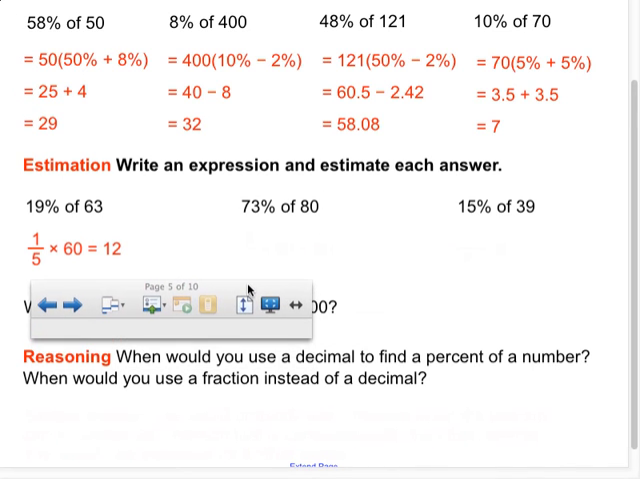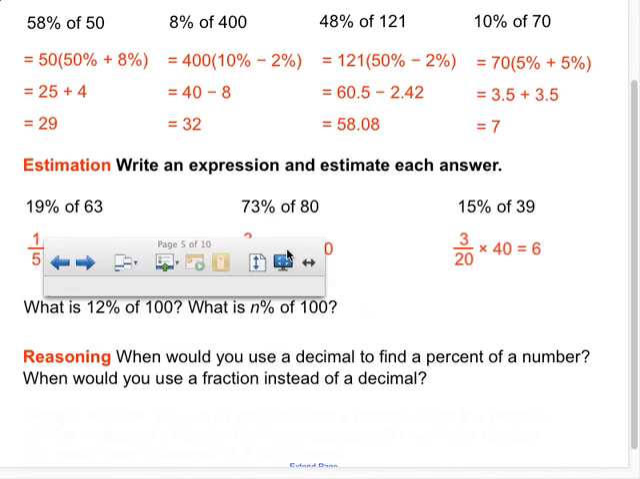73%, what's that really close to? 75%. And 75% is what? 3/4. Okay, we want to use fractions that we can easily calculate. And then 80, that one's pretty easy. Here's what we got. 80 and 4, that cancels. That gives me 20. So 20 times 3 is 60. 15%, I didn't think that was a really obvious one, so I'll go and show it to you. 39 is close to what? 40. 3/20, right? Because 5% would be what? 1/20, right? So 15% would be 3/20.